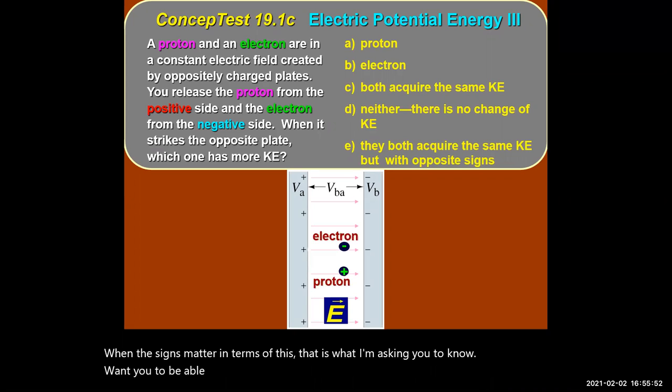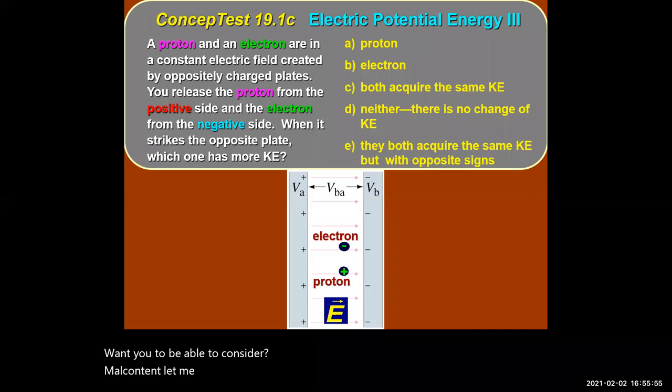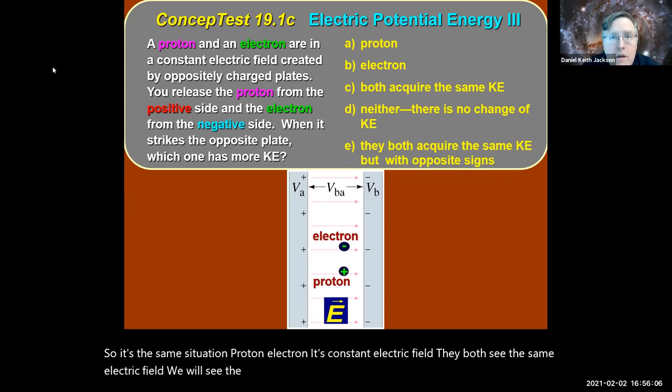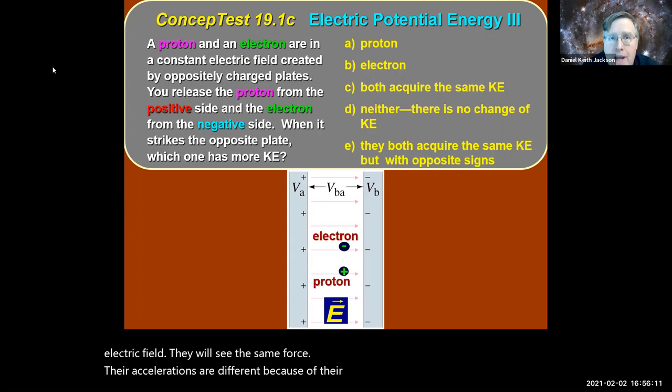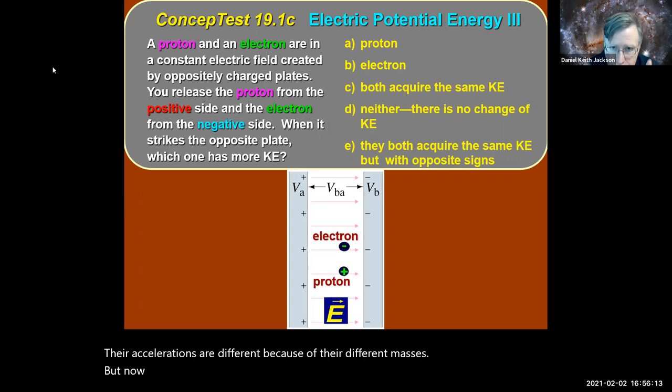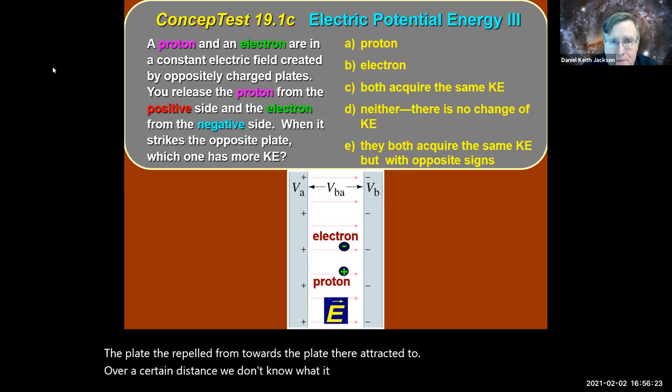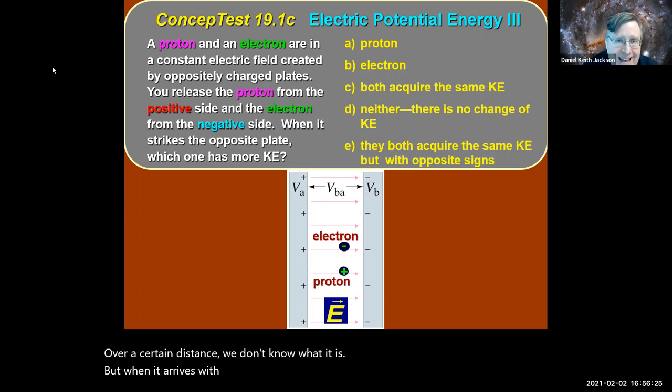Okay, let me read the question again. So it's the same situation. Proton, electron, it's a constant electric field. They both see the same electric field. They both see the same force. Their accelerations are different because of their different masses. But now we're saying they will shoot from the plate they're repelled from towards the plate they're attracted to over a certain distance. We don't know what it is. But when it arrives at the opposite plate, which one has more kinetic energy?